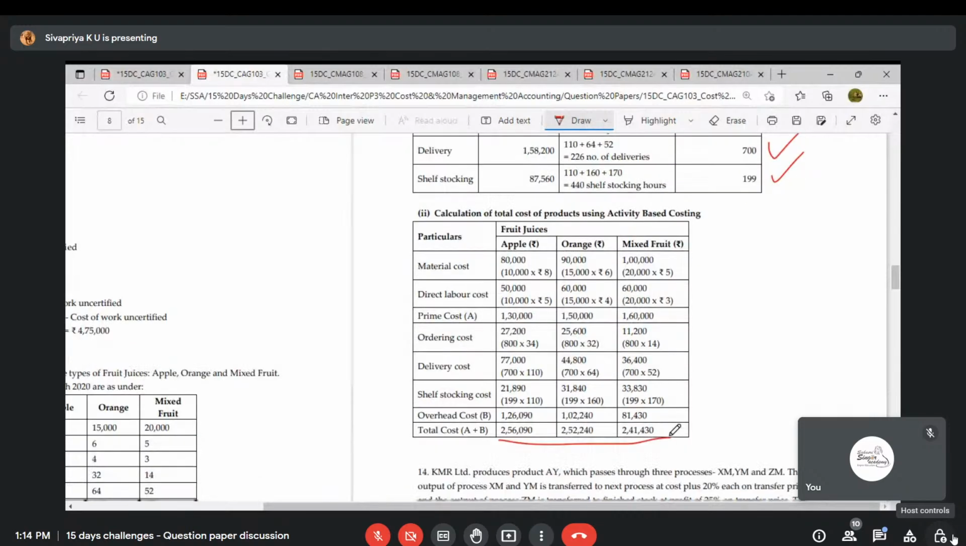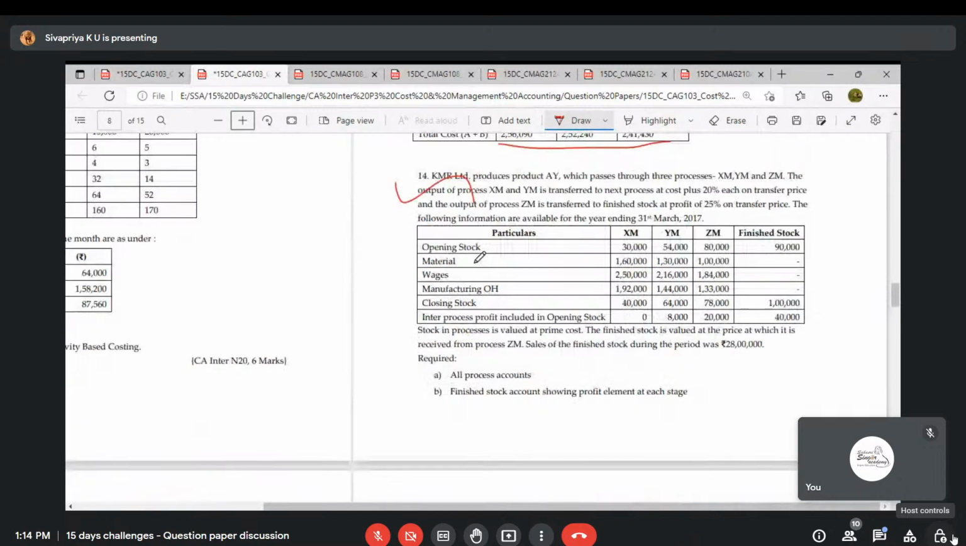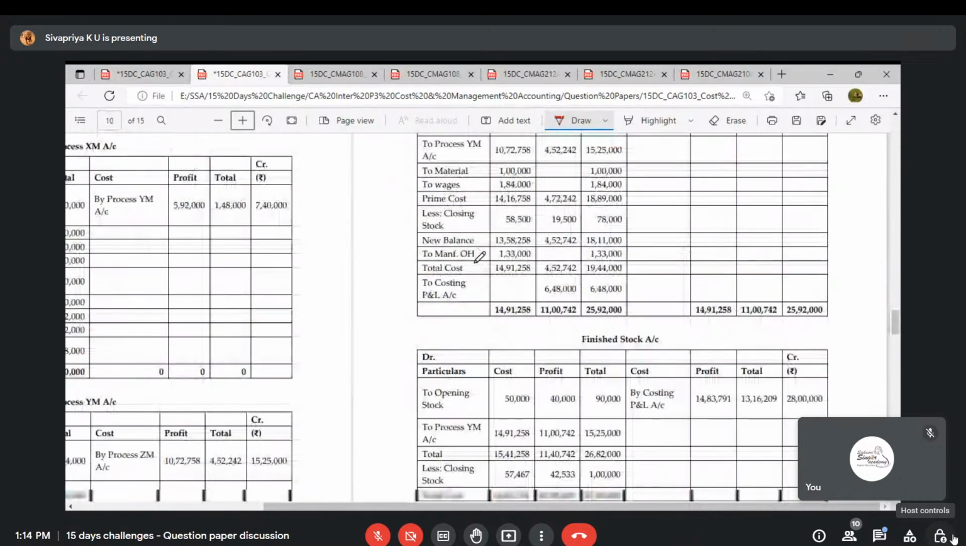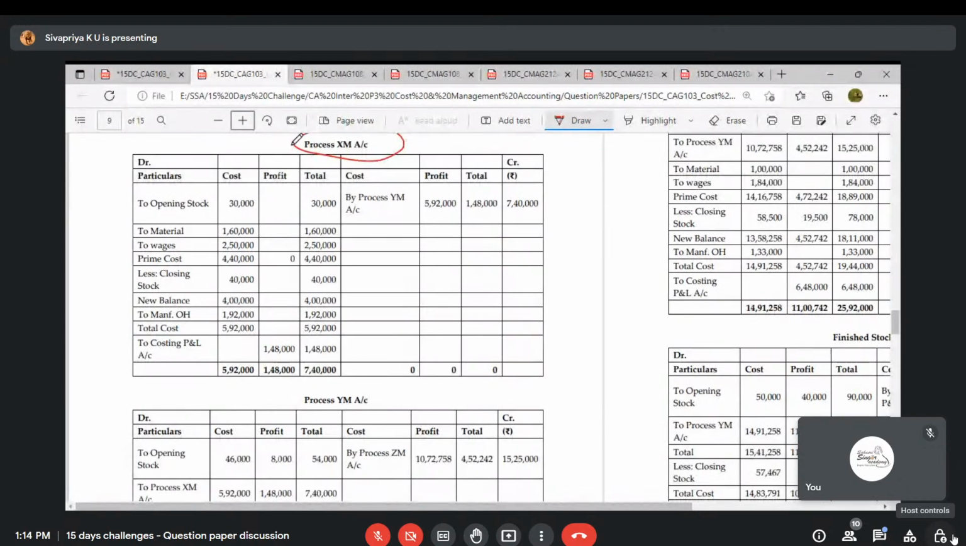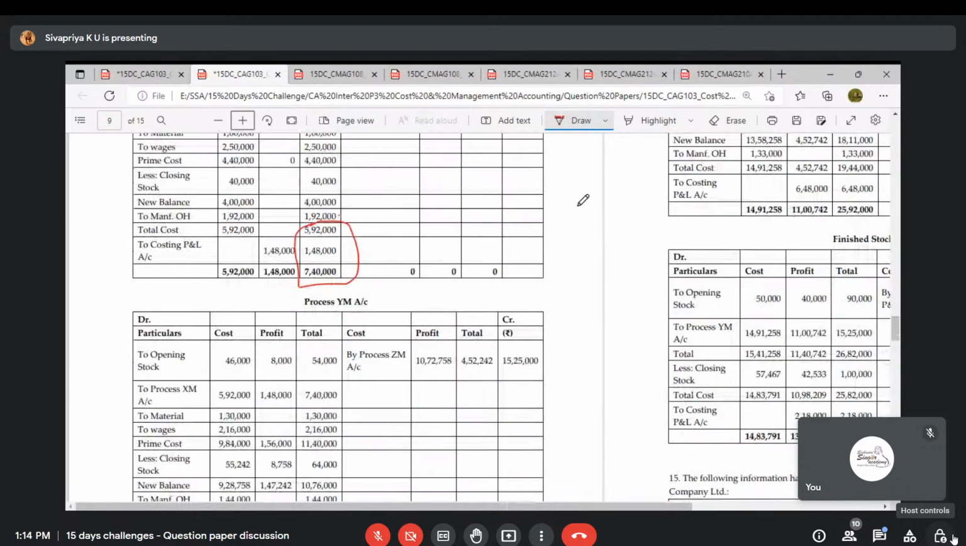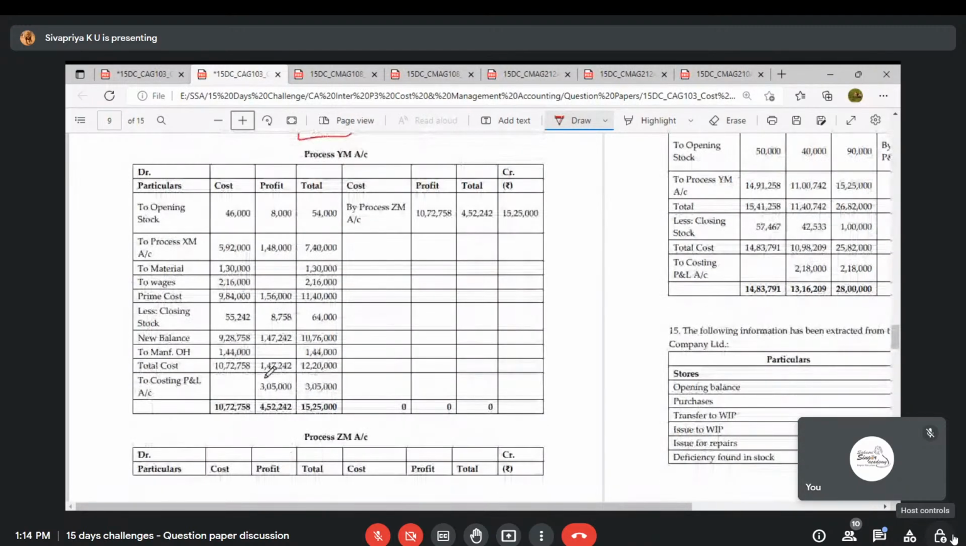Now question number 14. This is process costing. Process XM account: profit is 1,48,000, cost 5,92,000, 7,40,000, and to process YM account. Process YM account: it is 12,20,000 cost, 3,05,000 profit, and 15,25,000 is the sales, or to the next process.